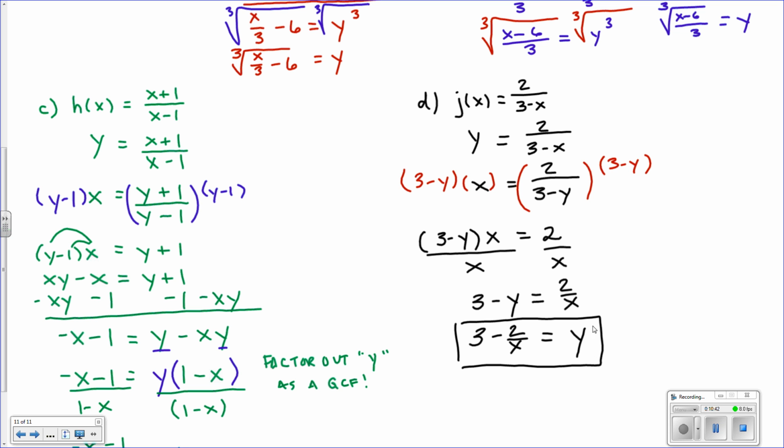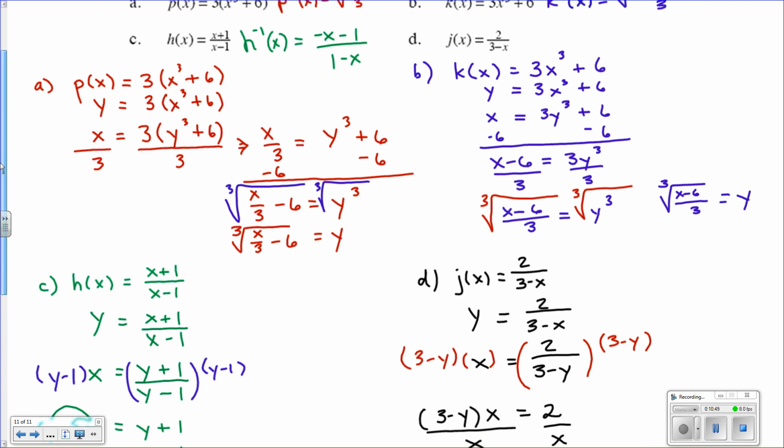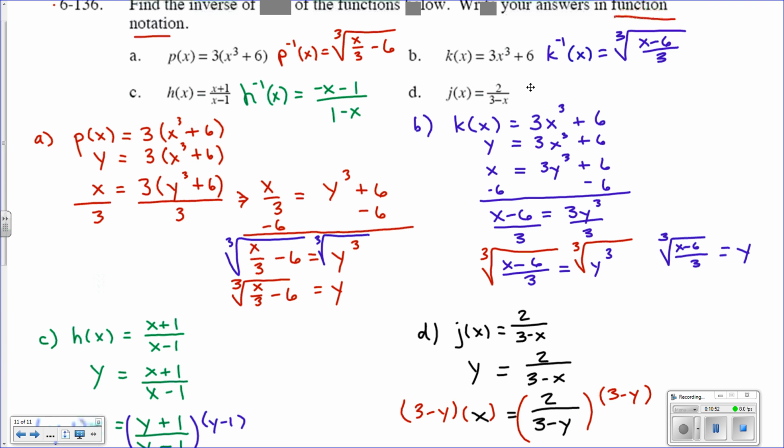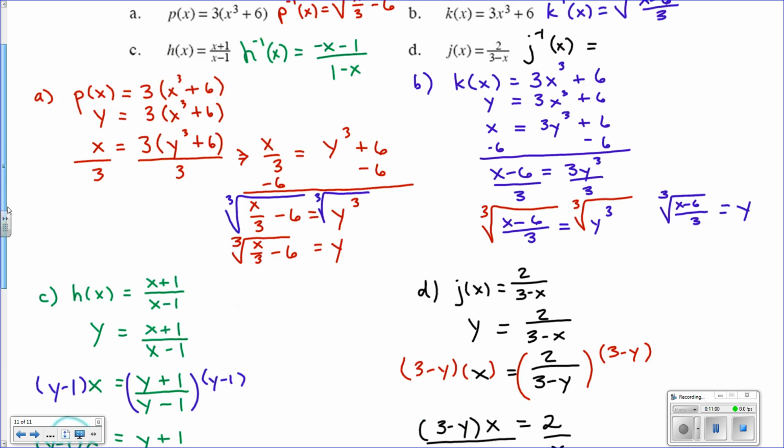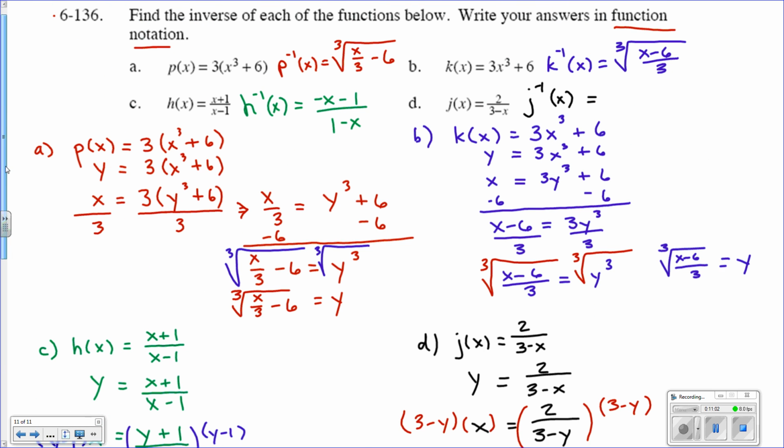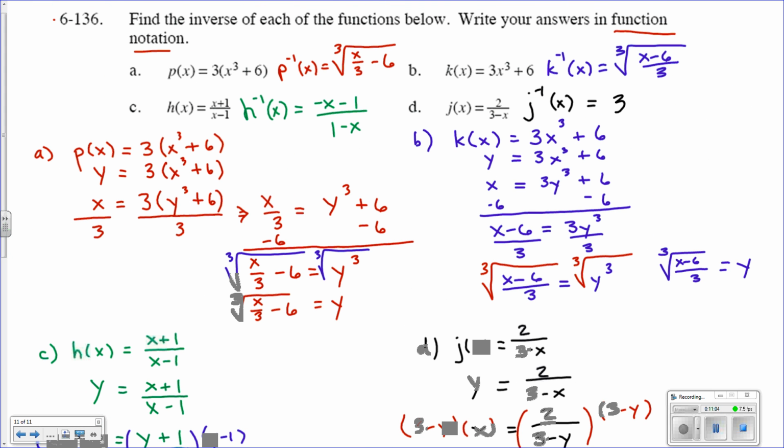Now, remember, we have function notation, so the inverse of j is going to equal 3 minus 2 over x. So the inverse of j of x equals, one last time, 3 minus 2 over x. And that is your final answer.